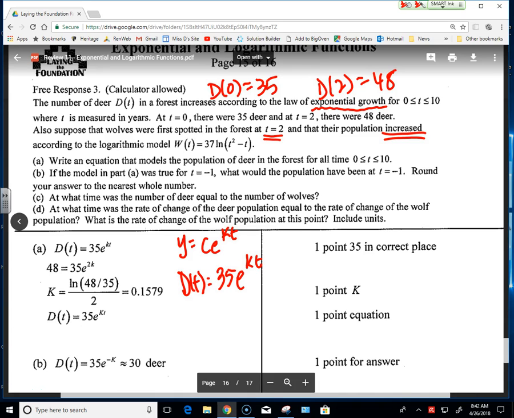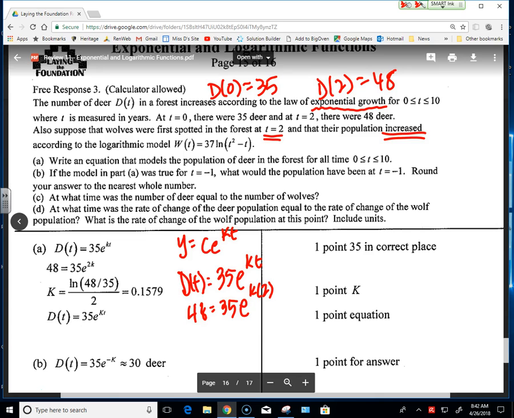Then it's like, well, what's k? Well, what else do they give you? Another point. So then you could have gone ahead and plugged in. Once you plug in your other clue of 48 equaling 35 e to the 2k, or k times 2, and then solve for k, you would have gotten your k to be ln of 48 over 35, divided by 2.